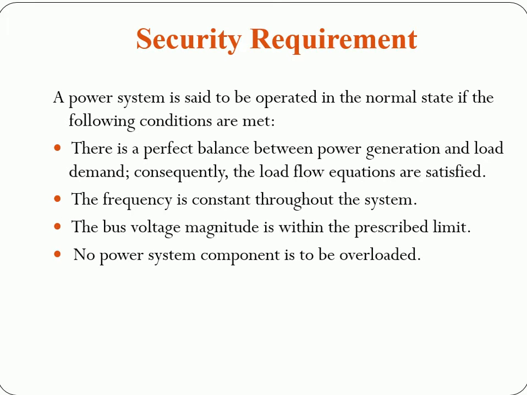A power system is said to be operated in the normal state if the following conditions are met. There is a perfect balance between power generation and load demand. Consequently, the load flow equations are satisfied. The frequency is constant throughout the system. The bus voltage magnitude is within the prescribed limit. No power system component is overloaded.